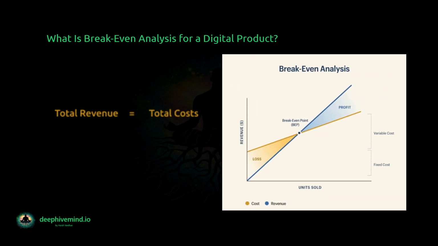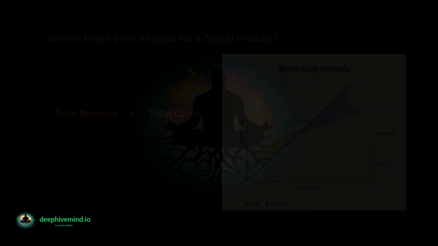To perform a break-even analysis for a digital product, you need to identify all the costs associated with creating and selling the product, including fixed costs, such as software development costs, hosting fees, and marketing expenses, and variable costs, such as payment processing fees and customer support costs. Once you have identified all the costs, you need to calculate the price at which you will sell the product and estimate the number of units you expect to sell.